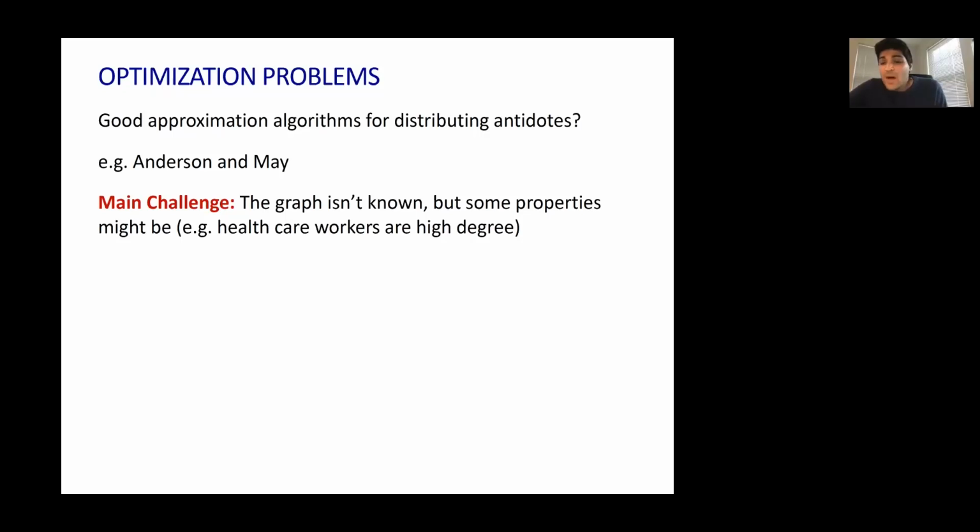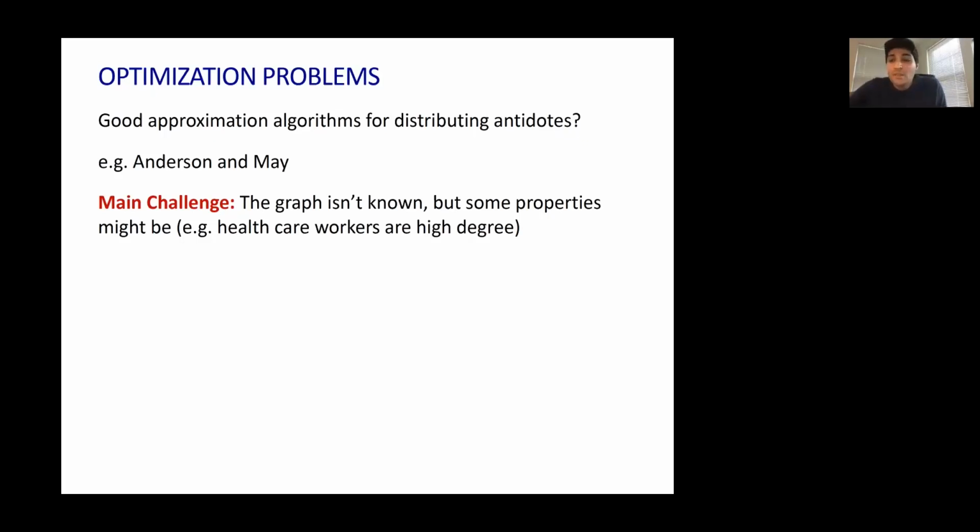But one thing to keep in mind is that distributing antidotes is not the same. In fact, even the way that you formulate the question ought to be quite different. Some of the seminal works on good approximation algorithms for distributing antidotes, like the Anderson and May paper, assume that the entire graph is known. But really, this is a totally unrealistic setting, as you can see from the fact that we don't have a good understanding of what the interaction graph is.